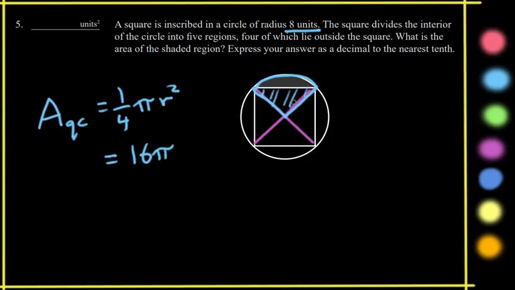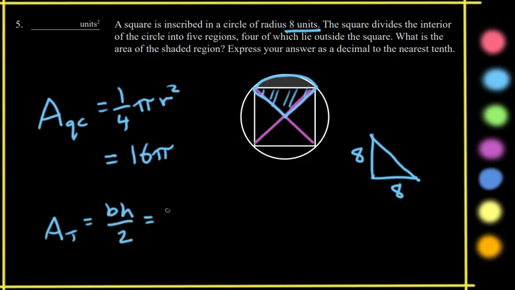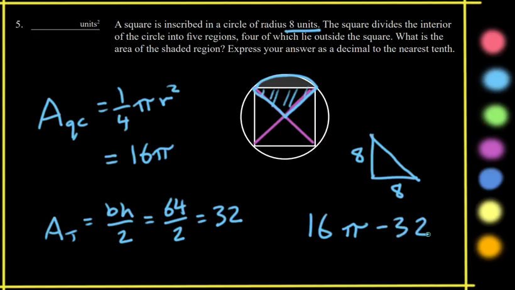Now we need to subtract the area of the triangle. The triangle has 8 as its base and 8 as its height. So the area of the triangle is going to be 1/2 the base times the height, right? Base times height over 2, which is 64 divided by 2, which is 32. And then all that remains is to subtract these two numbers, right? So we have 16 pi minus 32. That should be our answer, but they want it as a decimal to the nearest tenth.